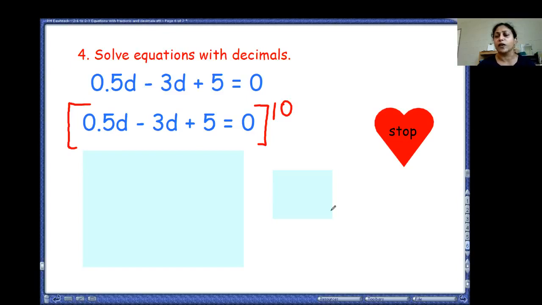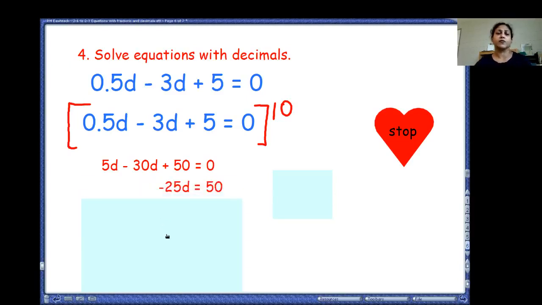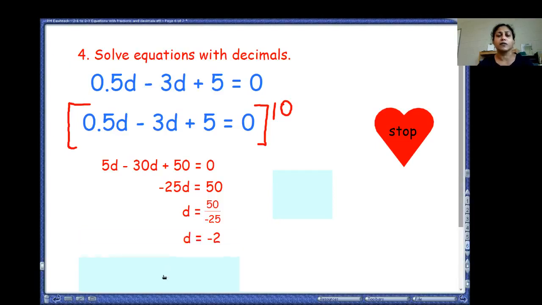When we multiply each term by 10, the first term becomes 5d, and then 30d, and then 50 equals 0. Now you combine like terms, negative 25d equals 50, d equals 50 over negative 25, d equals negative 2, and the solution set should have just negative 2 in it.